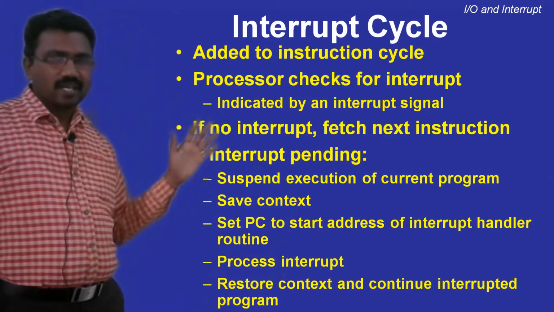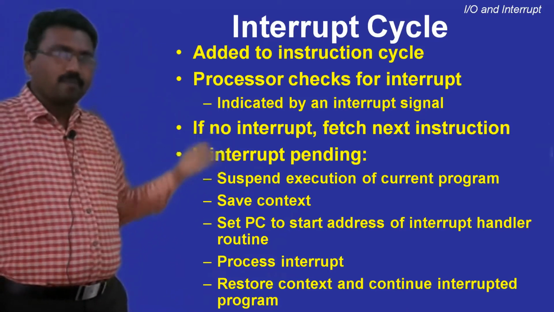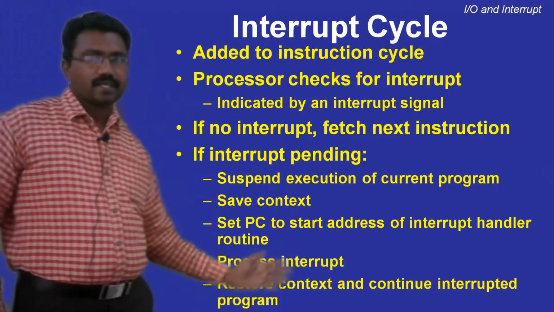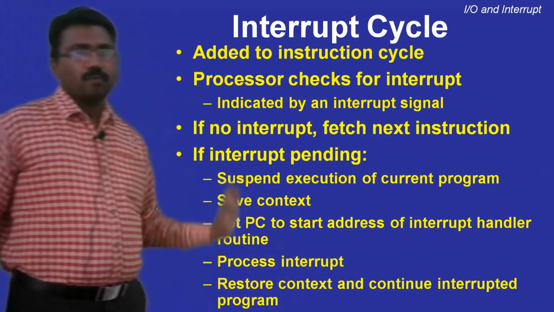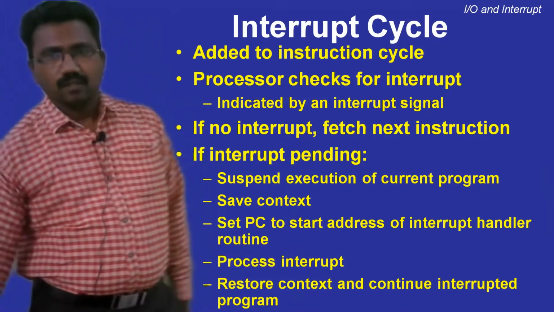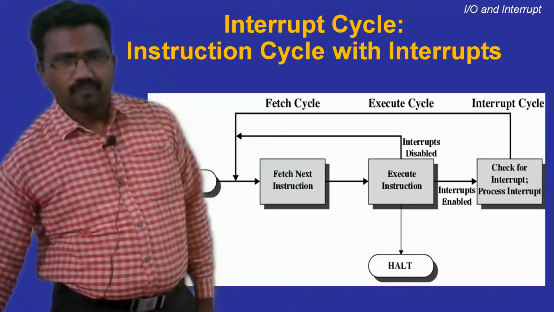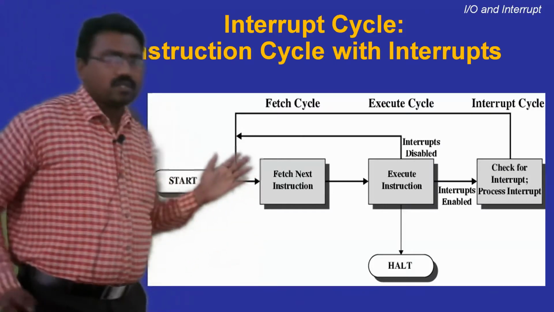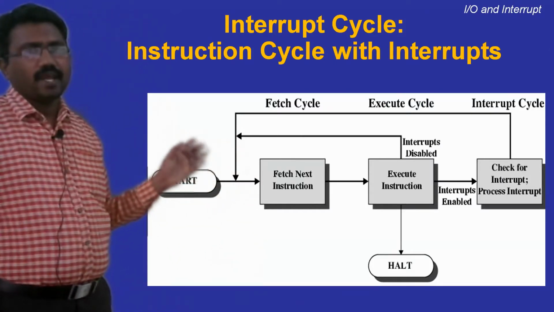So it restarts the main program. That means it continues the main program. So restore context and continue the interrupted program. So this is the interrupt cycle. This is the basic definition of the interrupt cycle.